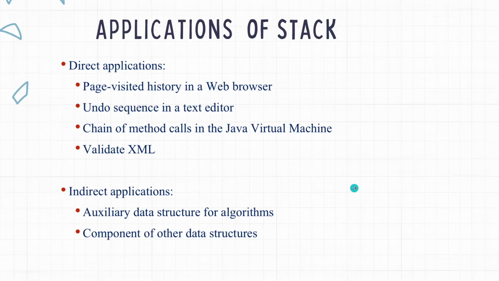And in the JVM, the chain of function calls or method calls also relies on a stack. I will explain more about it when we study the applications of stack in detail, and validation of XML also makes use of a stack. As for indirect applications, in most algorithms a stack is used as an auxiliary data structure, and in some data structures it is even used as a component. So, these become its indirect applications.